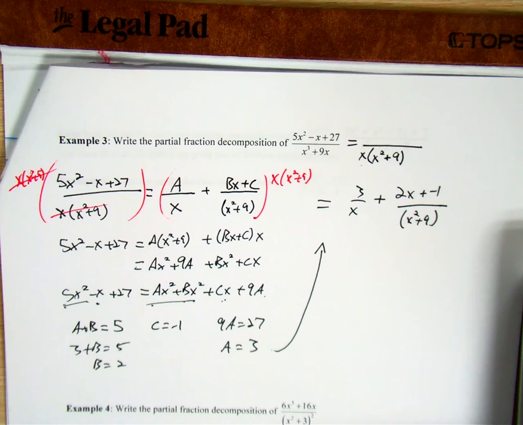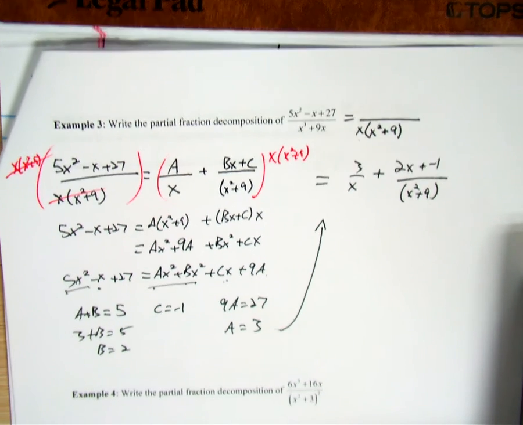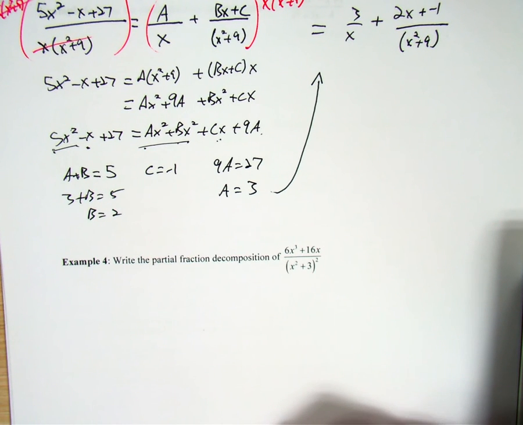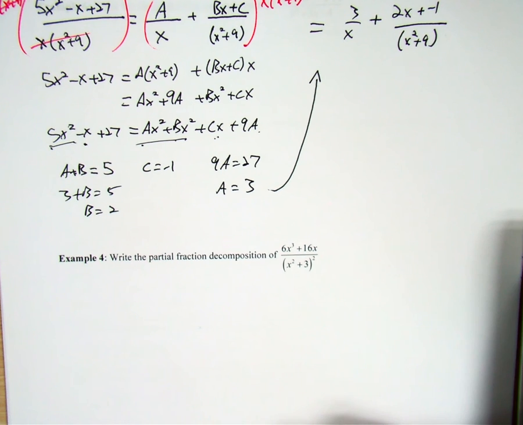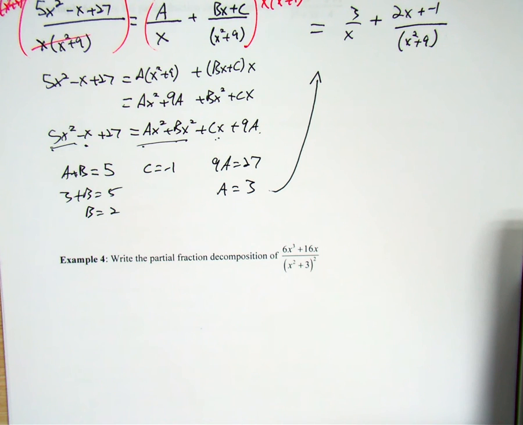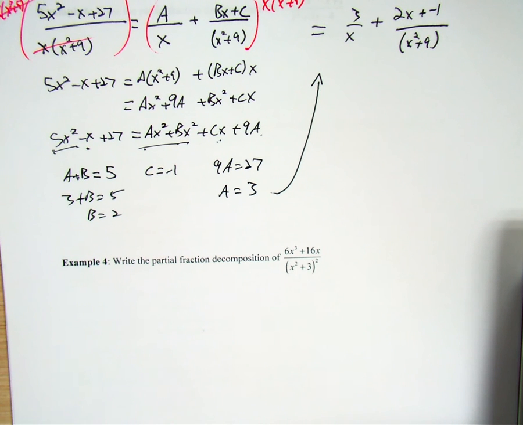Alright, last one for this video. There is one more problem, example 5. You can look at that in the book. It's just some long division, and then it's an easy fraction decomposition. It's just a long division to get there, because the numerator has a higher power of x than the denominator.